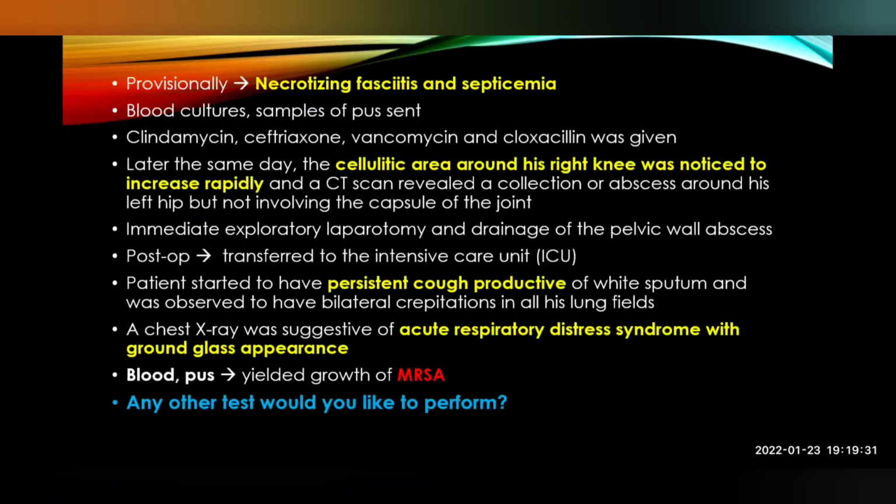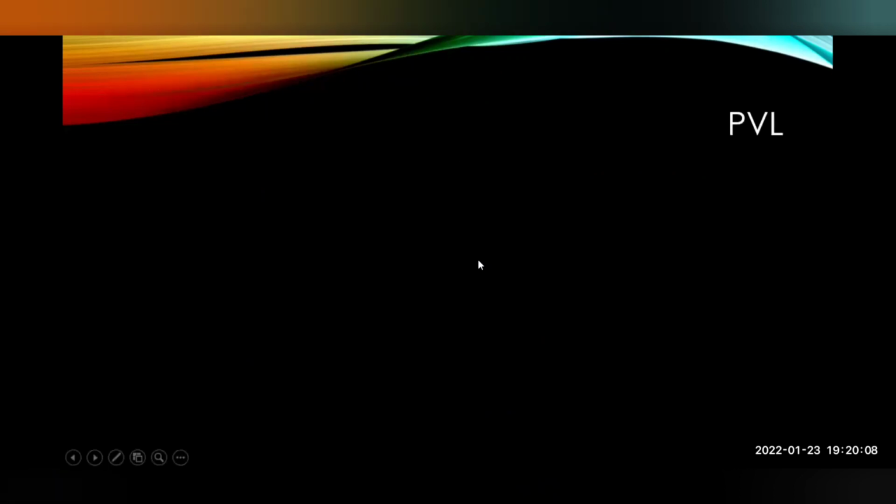So in this case, is there any other test you would like to perform? What is this scenario, and why is this patient deteriorating suddenly? Initially he had flu-like symptoms. Then suddenly after 1 week, he developed necrotizing fasciitis, and now he has a picture of ARDS. So what will you suspect in this case? And is there any specific test you would like to look for? Now this is a case of MRSA, which has grown in blood and pus. Actually, I forgot to add the polling option here.